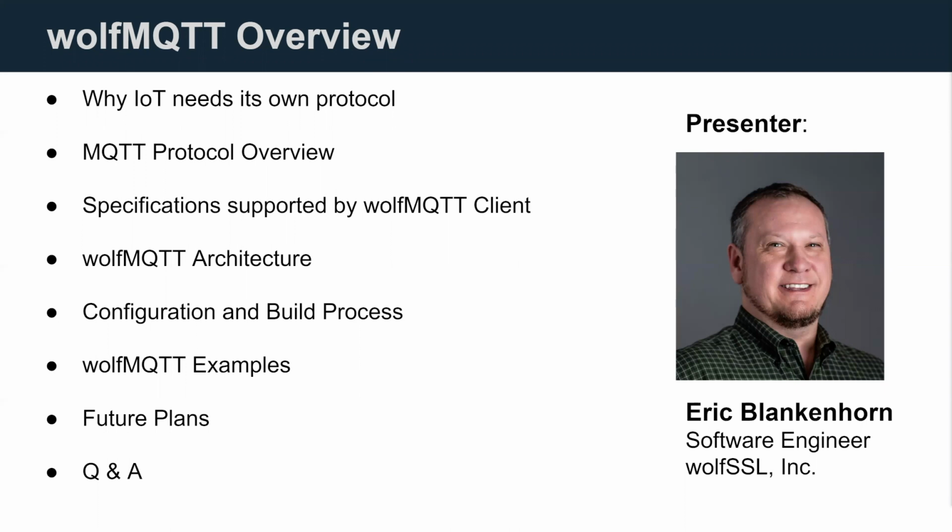We'll start with a discussion about the specific needs of the Internet of Things, which will lead us to an overview of the MQTT protocol itself. Next, we'll review the different specifications that are supported by the wolfMQTT client library. Then we'll take a look at the architecture of the library, including a quick look at the configuration options and the build process. That leads us to talk about the many rich client examples available alongside the core library. Next, we can look at some of the ideas we have for the roadmap of MQTT. And lastly, we'll answer any questions that you might have about the protocol or wolfMQTT specifically.